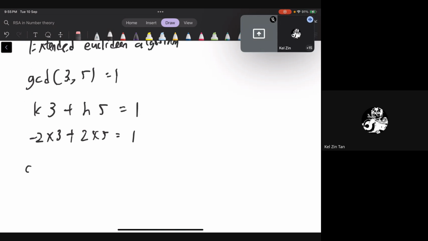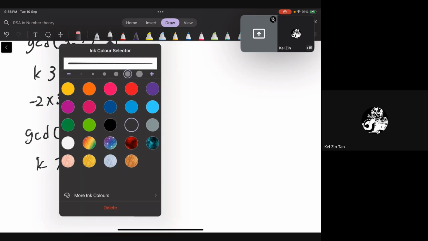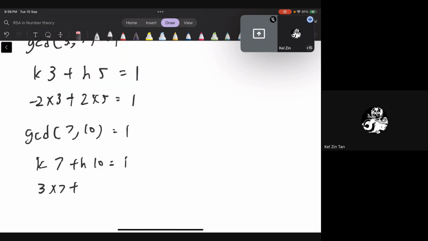So perhaps another example, 7 and 10. The GCD of 7 and 10 is 1. Then we want to find K and H such that this is 1. Then I can let K be 3 and H become -2. This will also become 1.